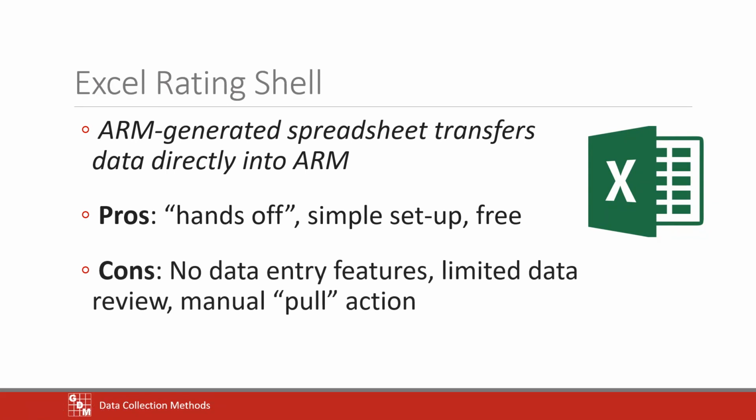The negatives, of course, just like the last one when we're using Excel in the field, is there's no data entry features. And we'll see what features we're referring to in some of the other options that we show, but in Excel, you just have a keyboard, presumably on the screen, to type in numbers, and that's it. And there's not a lot for data review that we'll see in that spreadsheet. And although we're automating the pull of bringing data back into ARM, it still is a manual process of actually having someone come and click these buttons that we'll show to pull it in. So this is the Excel rating shell.